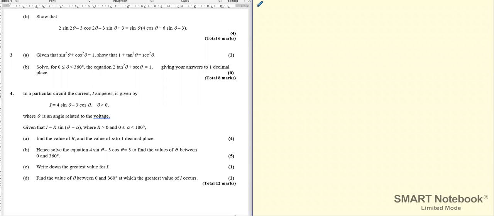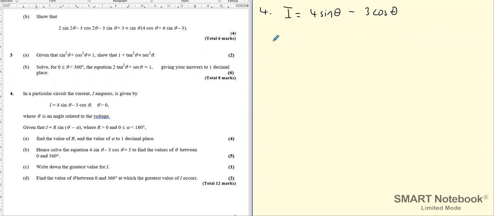So let's have a look at number 4 here. It says in a particular circuit, the current I amps is given by some formula. And we're told that I equals 4 sine theta minus 3 cos theta, where theta is greater than 0 and theta is an angle related to the voltage. We're told here, given that I equals r sine theta minus alpha, and we are given some conditions on r, we've been asked to work out r and alpha.